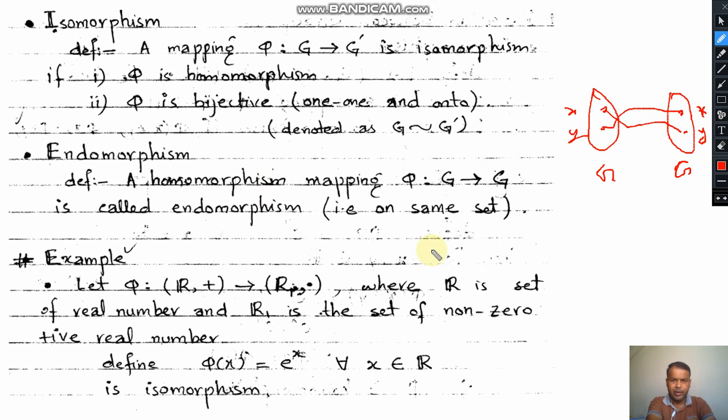So today you will learn and write the definitions of homomorphism, isomorphism, endomorphism, etc. And during the next lecture we will discuss some examples and theorems based on isomorphism.